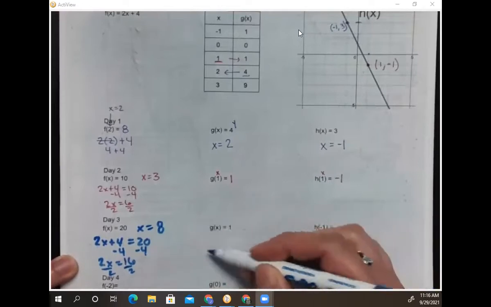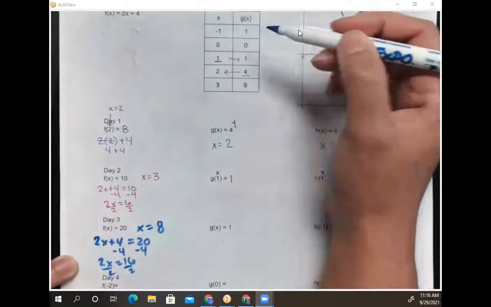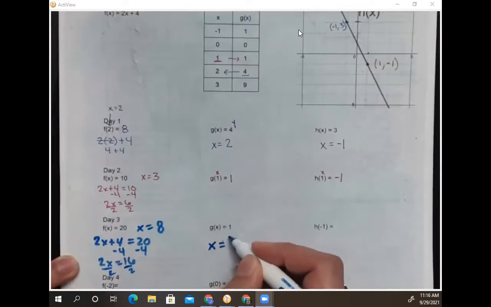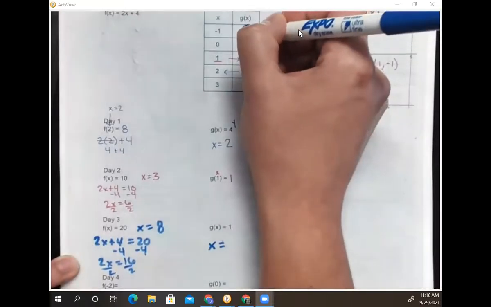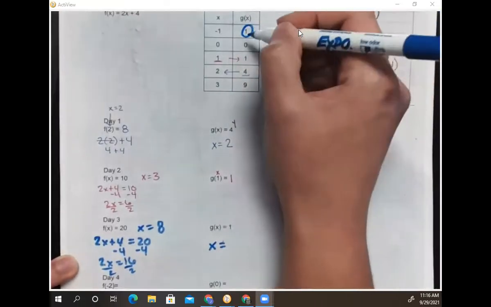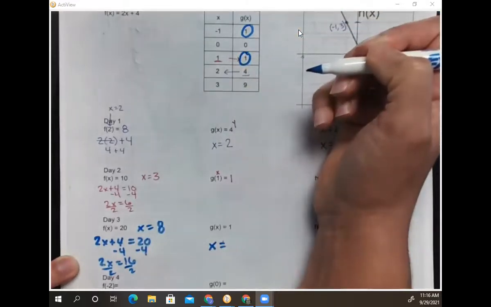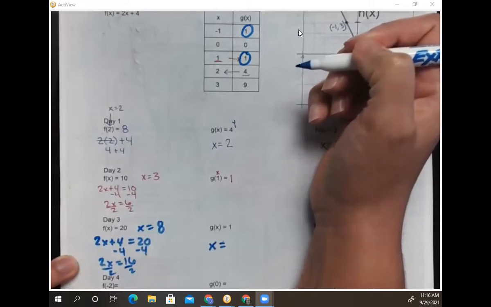Okay, let's take a look at our second problem here. g of x equals 1. So g of x is our table. And again, I don't know the x. I'm trying to figure out what is x equal to. What I do know here is the y. So y is 1. So here's a spot where y is 1. But then if I keep looking at my table, I have another place where y is 1. So this time we're going to have 2 x values that give us a y of 1.